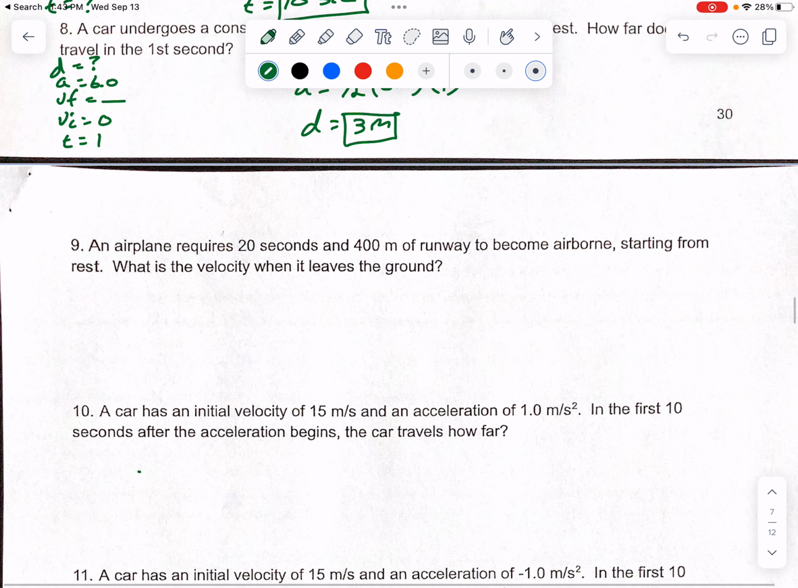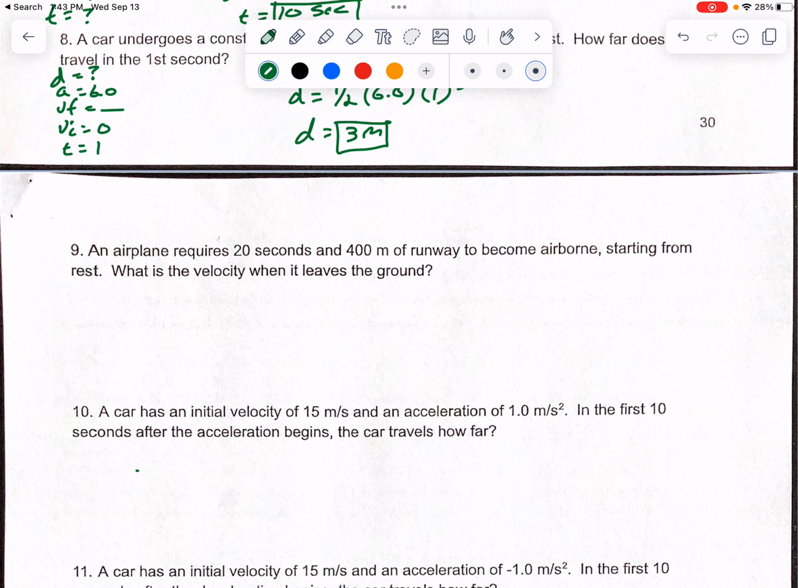Okay, number 9, an airplane requires 20 seconds and 400 meters of runway to become airborne. So let's go ahead and set up our Daffy T. Okay, so I have 400 meters of runway. Time is 20 seconds. Starting from rest, so V initial is going to be 0. Okay, what is the velocity when it leaves the ground? So that means you're looking for VF. And that means we did not care about acceleration.